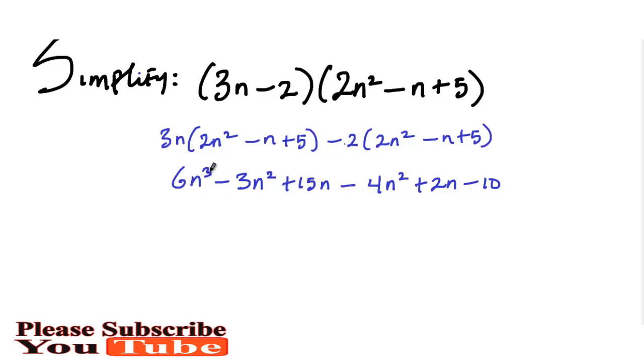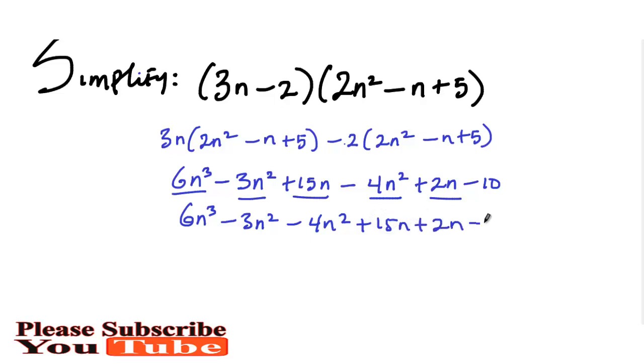Okay. So the next thing is to collect like terms. We don't have anything raised to power 3 again apart from this. So we have what? 6n raised to power 3. Then this 3n squared, this 4n squared. So minus 3n squared. This has been captured. Then minus 4n squared. Then plus 15n plus 2n minus what? 10.